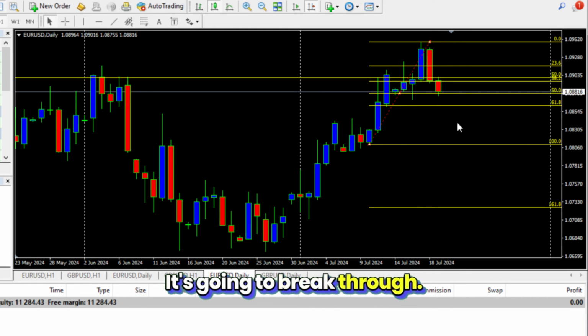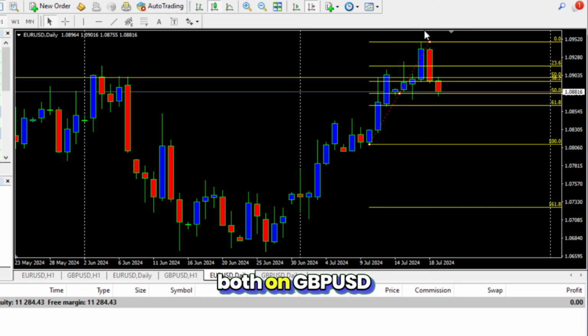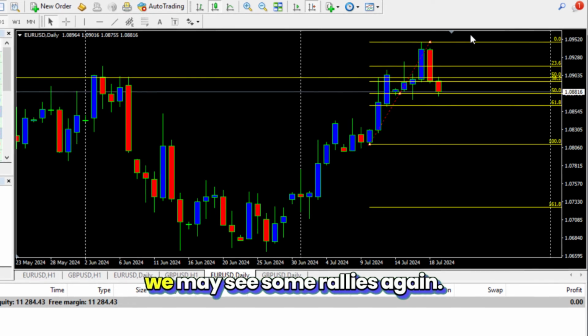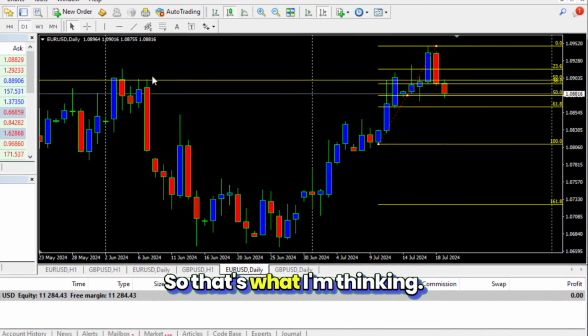It's going to break through. Whether it's going to break through lower, it's not something we can tell, but I feel that because of the current bullish level, both on pound USD and Euro USD, this pullback is like coming back to a support zone, and we may see some rallies again. So that's what I'm thinking.